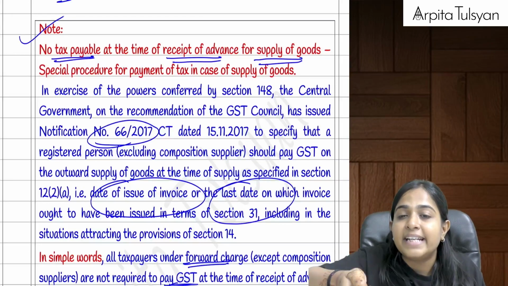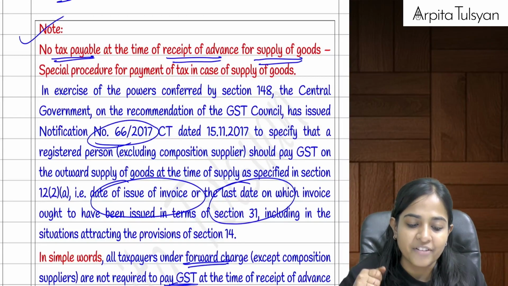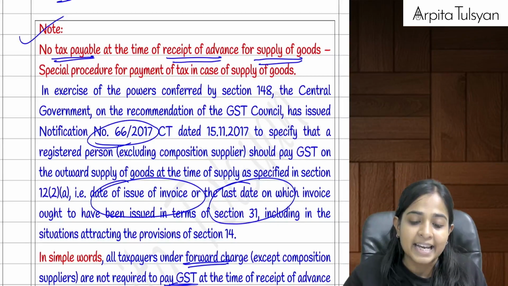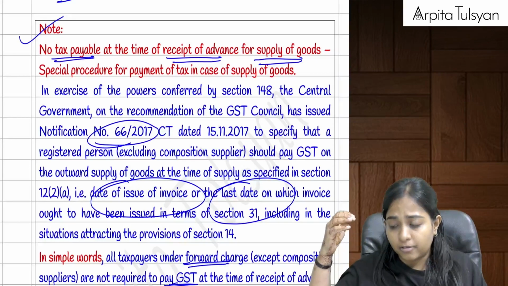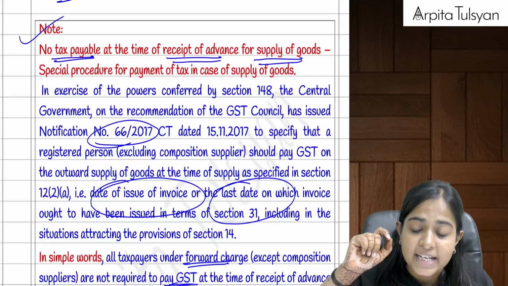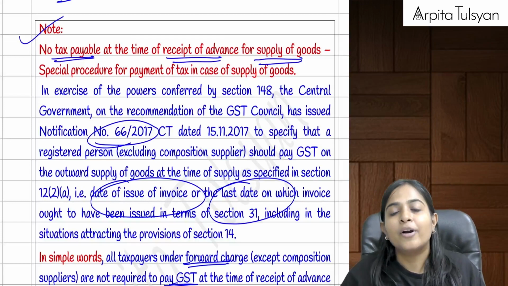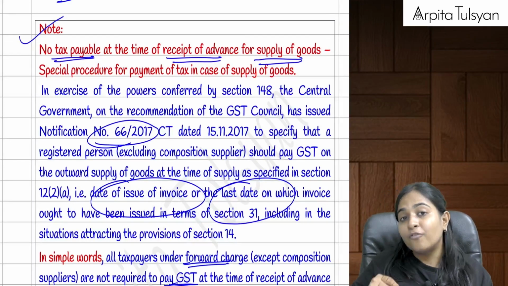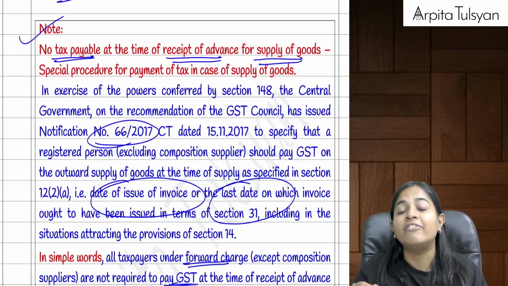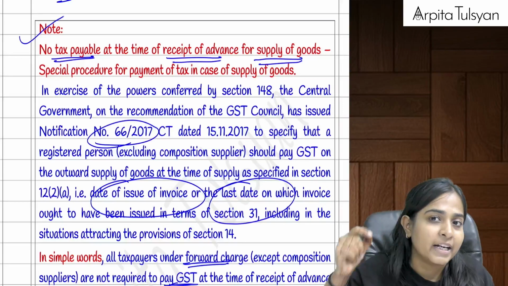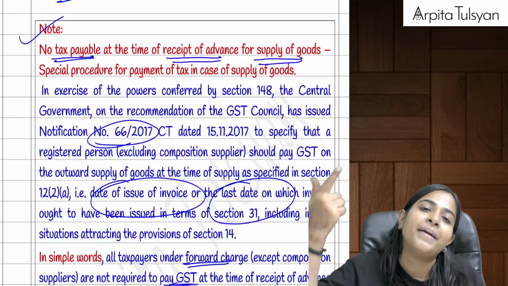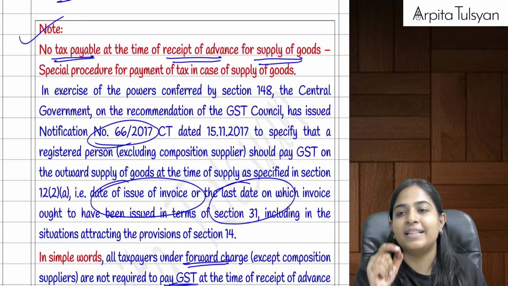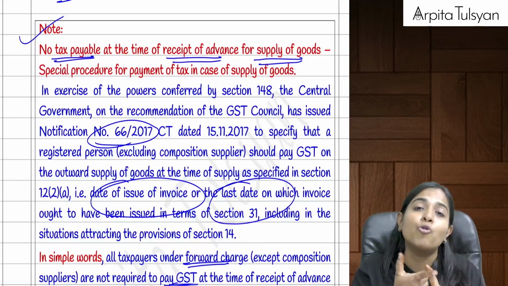if I've received any advance money from you, this was a very good benefit given. If I've received any advance money from you, then in case of goods, and that too in case of forward charge only, you need not pay the tax now. So you need not pay the tax on advance payment received on supply of goods under forward charge. No need to pay the tax now. You can pay the tax later whenever the supply happens. Again I'm repeating, this is applicable only for goods, and that too under forward charge.